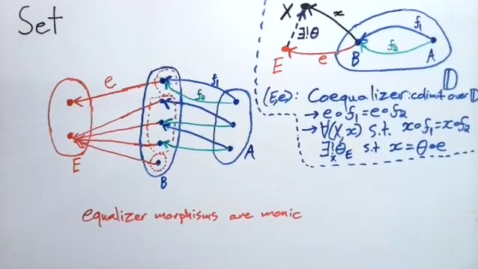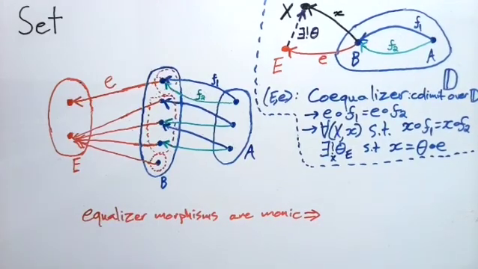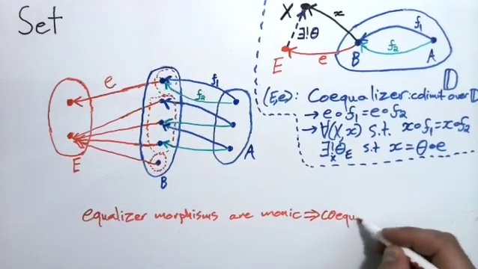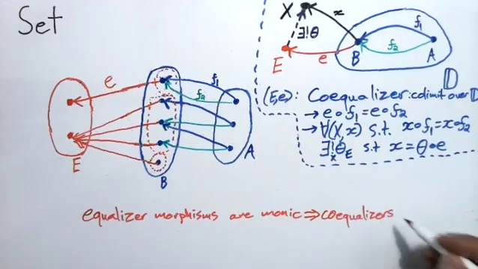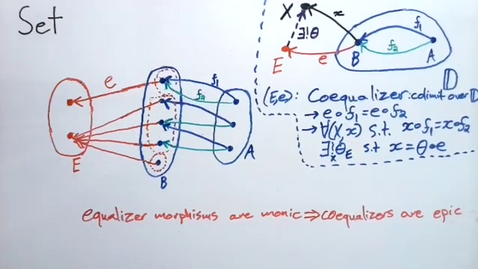I'll link the video, but if equalizer morphisms are monic, then what is the co-theorem to that, basically, that we get for free in category theory? Well, we just have to take the dual concept of every categorical concept in our sentence, basically. So we have to say that coequalizers are epic, or that coequalizer morphisms are epic. And what does it mean to be epic in the context of set functions? Well, it means that it's surjective.